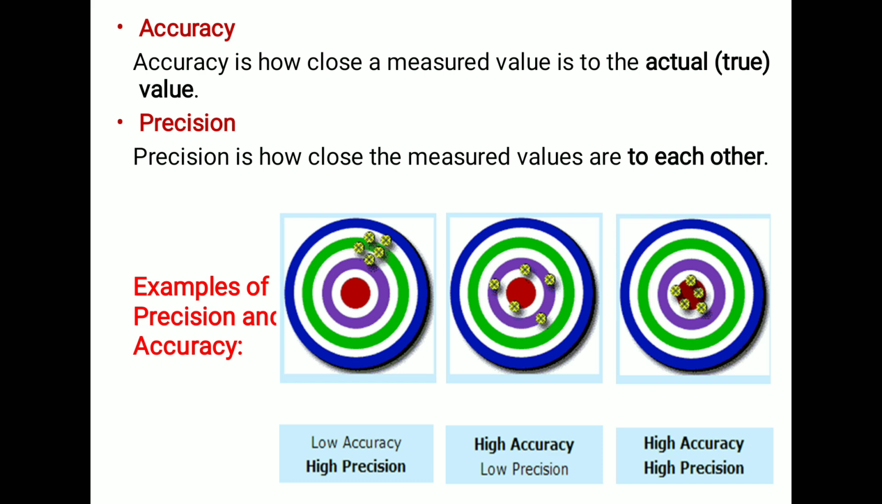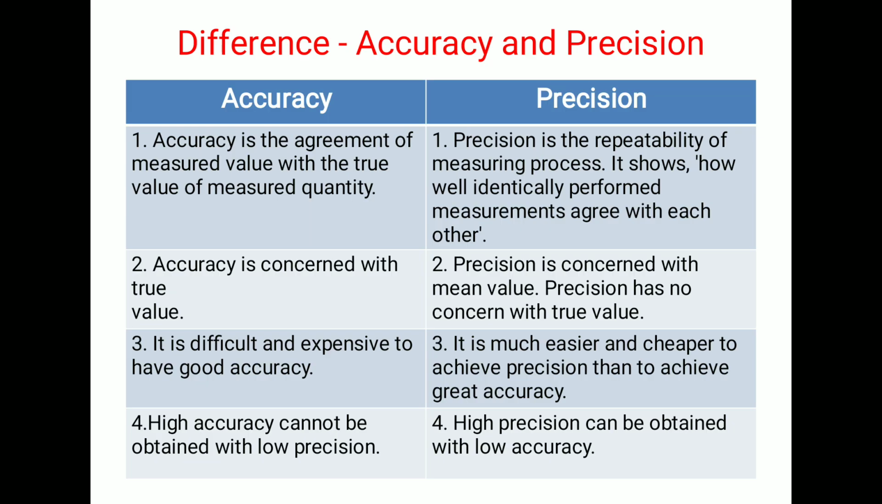Whereas the last figure, that is the third figure, gives us the actual values which are obtained at the mean value, that is the central value of the circles. Secondly, all those values are very close to each other. So this third figure gives us high accuracy and high precision. In this way, accuracy and precision can be understood by using some examples. This is the difference between accuracy and precision.